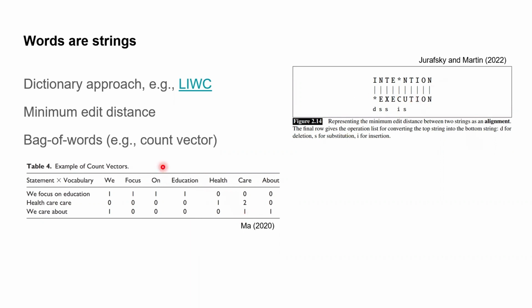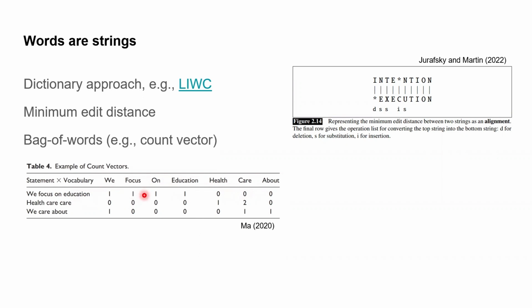And also there is the bag of words approach. Like this one, how you construct the count vector. You need to have a vocabulary, very much like a dictionary. For these 3 sentences, the unique words I have include we, focus, on, education, health, care, about. For this sentence, we focus on education. This is 1, 1, 1, 1. No health, 0. Care, 0. About, 0.